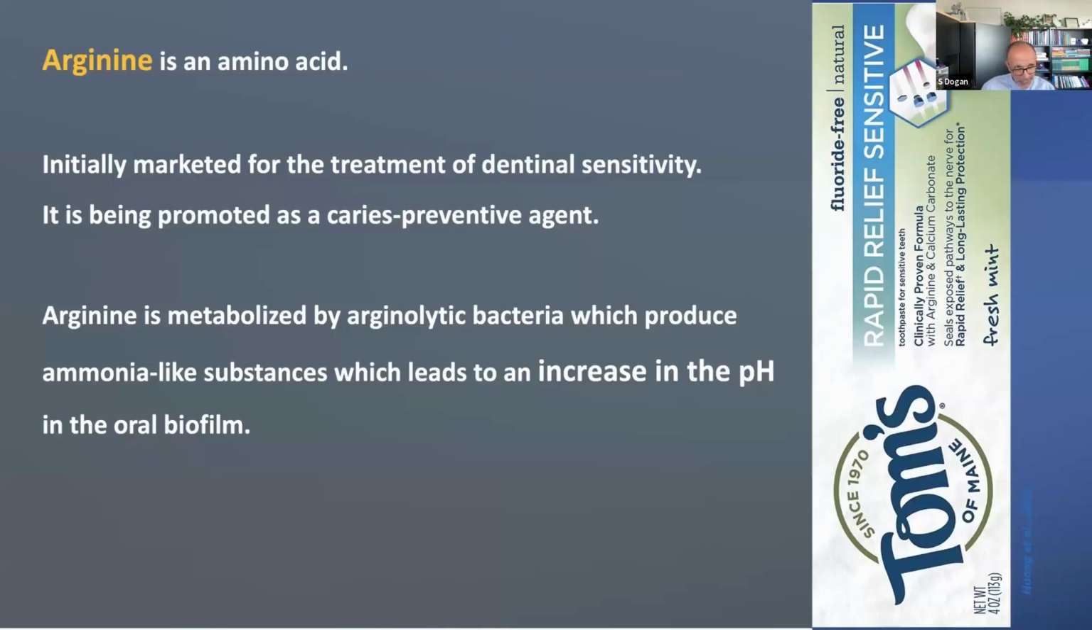Now, arginine is an amino acid. We have arginine also in our clinics. It was marketed and approved for dental sensitivity. Now it's promoted as a caries preventive agent. What it does, actually, arginine is metabolized by specific arginolytic bacteria. It produces ammonia-like substances, which increase the pH in the oral biofilm and also in the saliva, and then calcium and phosphate will be delivered to the tooth surface.